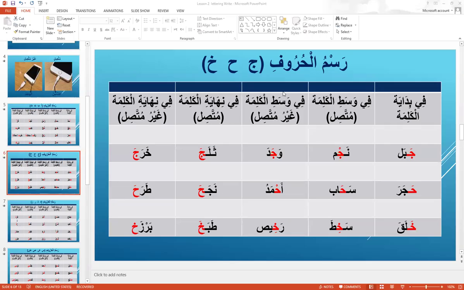Okay, so we are now on the second slide, where we'll be talking about Rasmil Huruf Jim Ha Kha. How do we write Jim, Ha, Kha in their five different positions? In the beginning, in the middle connected, in the middle not connected, at the end connected, and at the end not connected.